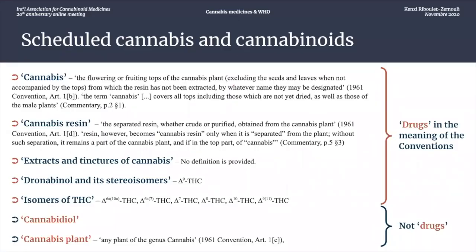These five drugs are subject to different regimes. They are placed in different schedules. We'll see that after. But I want to underline that only these five substances are subject to the regime of these conventions, and only when they are used for medical and scientific purposes. So cannabidiol, CBD, for instance, is not listed in the schedules. It's not subject to the control of the convention. It's not a drug according to the convention. Similarly, the cannabis plant, or other parts of the plant, leaves, seeds, roots, are not drugs according to the meaning of the convention.